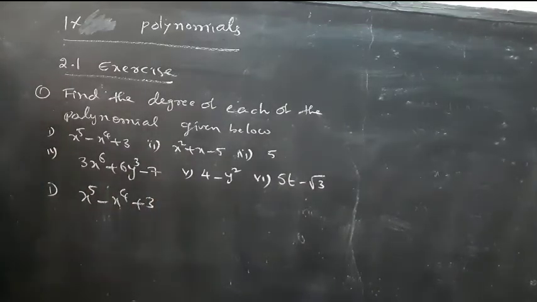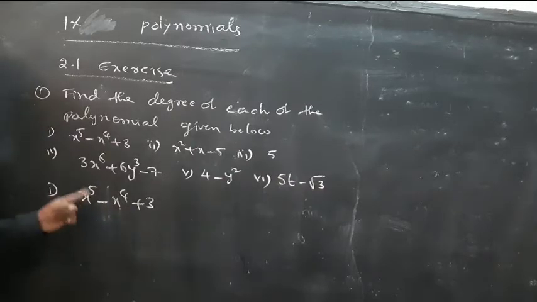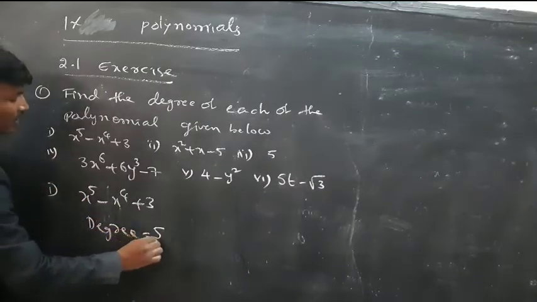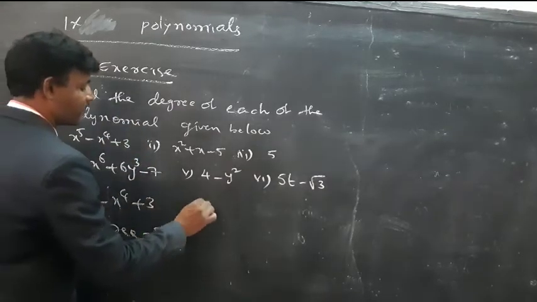Already we know the definition. What is the meaning of degree? Degree is the highest power of the variable in the polynomial. Here what are the variables? x and x are the variables. In this, which one has the highest power? 5 is the highest power. So the degree of this polynomial is 5. Similarly, the second question.